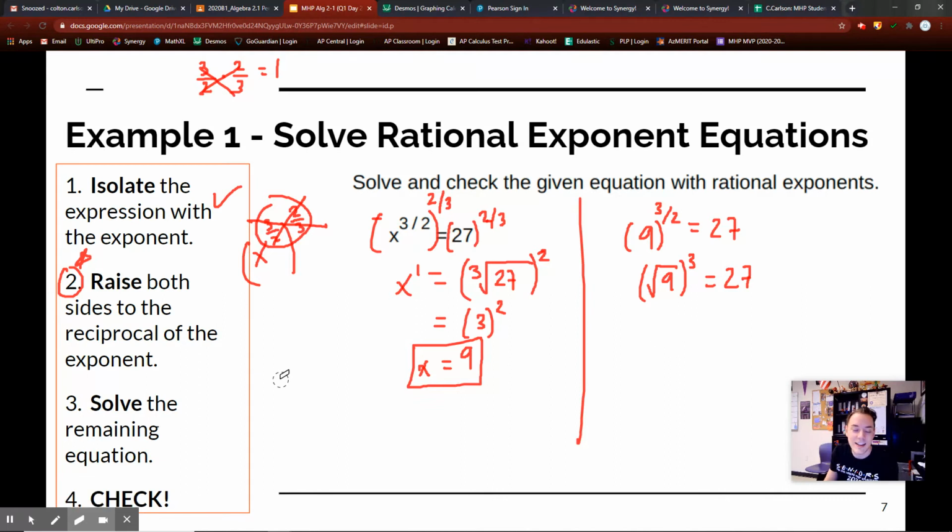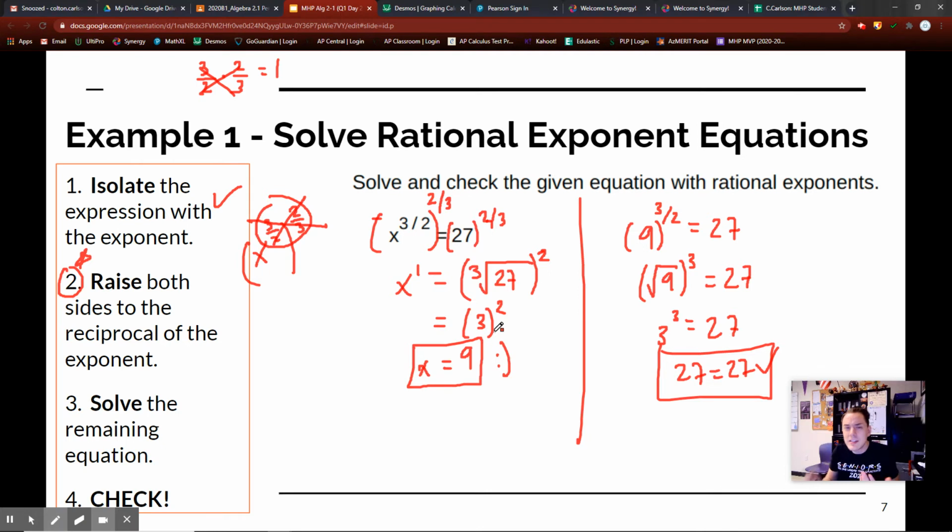Okay, I was thinking the square. But it is 3, and then cube that, it is 27. So 27 does equal 27, which is exactly what we wanted. So that means it's my correct answer. 9 is my correct answer.